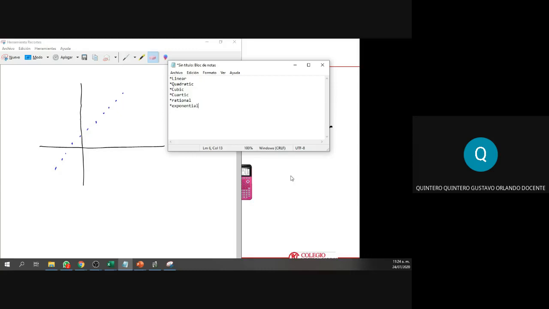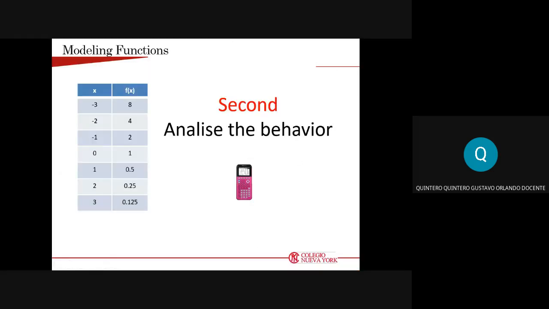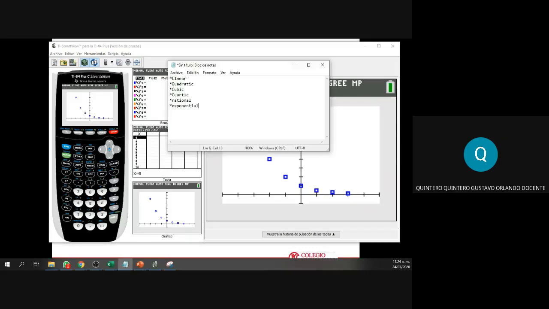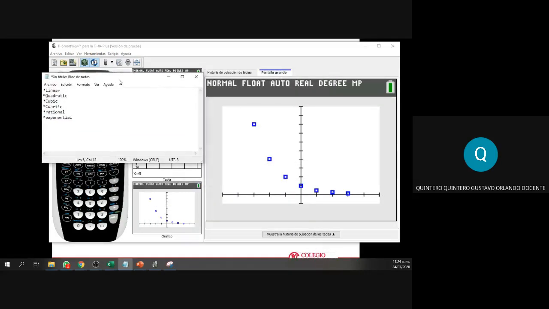All right. So let's analyze this behavior, the one for the calculator. Which one do you think is the best option? Again, remember, one of these: linear, quadratic, cubic, quartic, rational, or exponential. Go ahead and write it down in the chat, please. Which one do you think is the best option? Write it down in the chat, please.